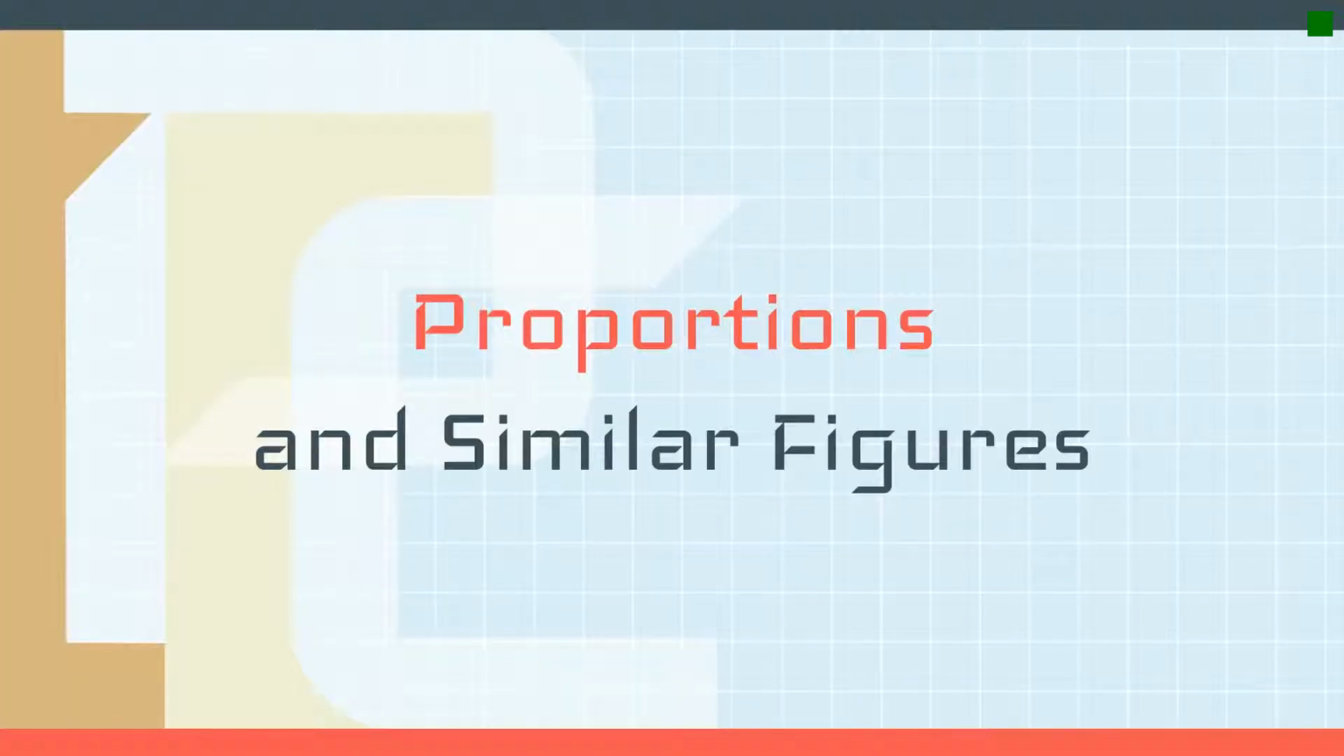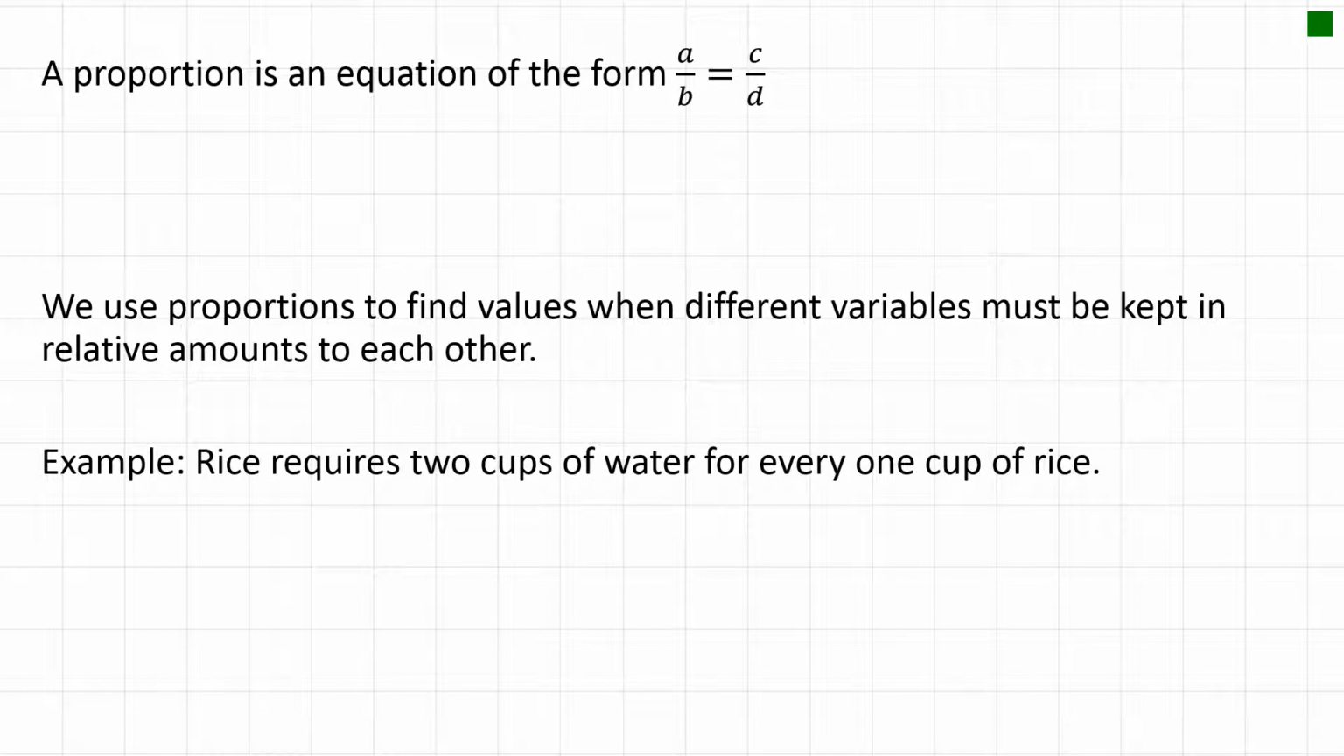Proportions and similar figures. A proportion is an equation of the form A over B equals C over D. So for example, 1 over 2 is equivalent to 5 over 10. They are both equal, but they're written a little different. 1 over 2 is simplified, but they're equivalent.